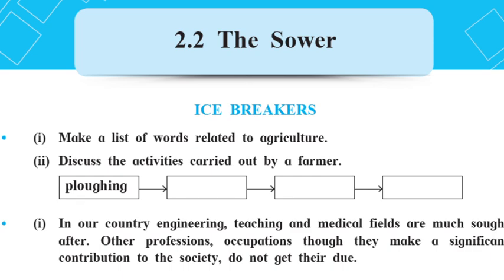Before giving a lot of discussion and detail regarding this poem, we should first take the icebreakers and talk about them. The first icebreaker is: make a list of words related to agriculture.